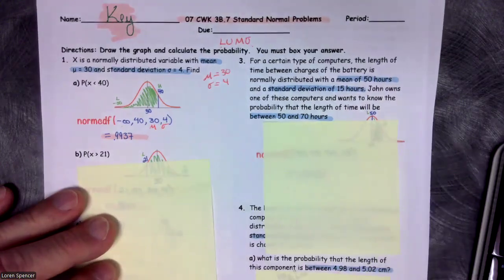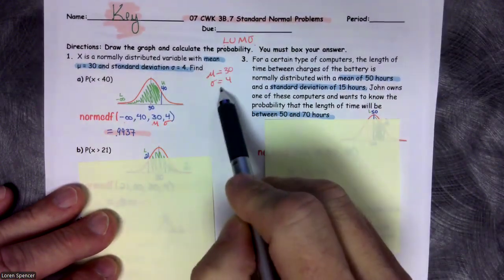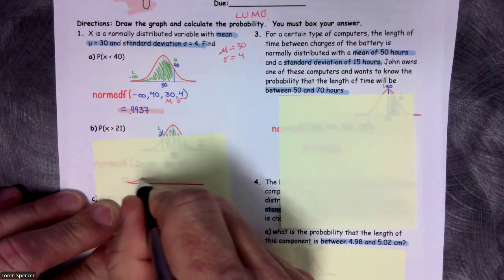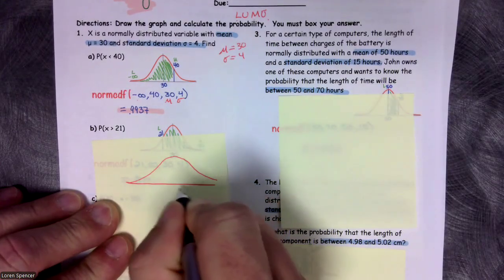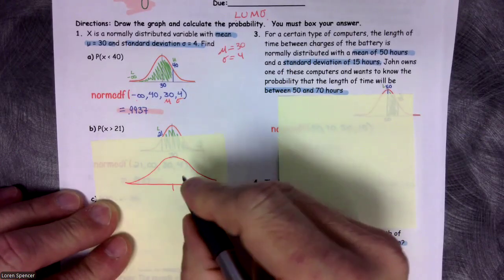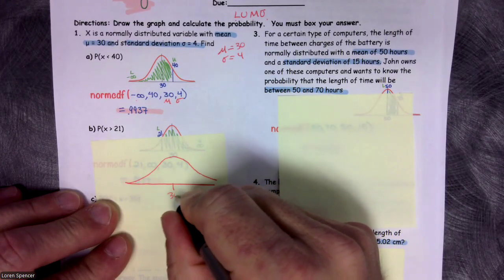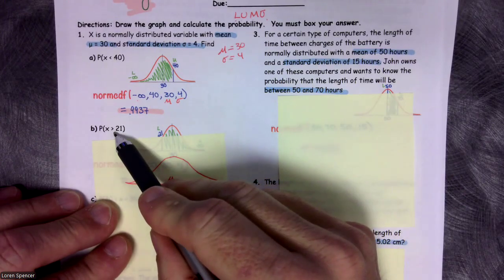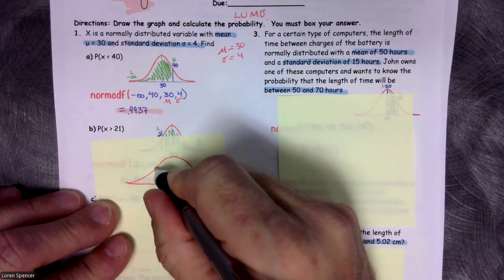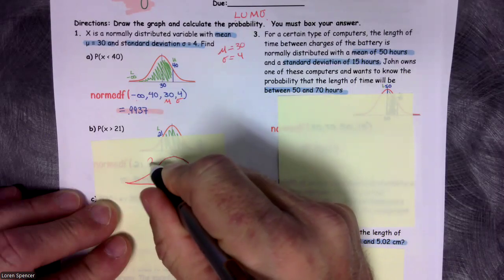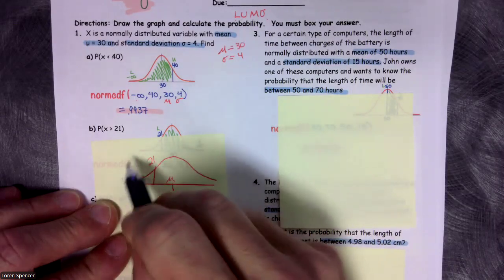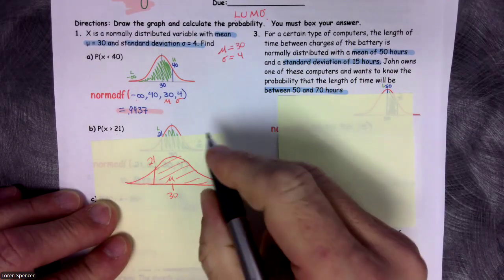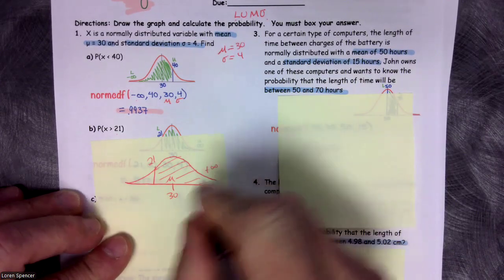That's it. Okay, we have the same problem: mean 30, standard deviation 4. I'm going to draw another normal curve. Maybe it doesn't look normal, but it's supposed to be. My mean is 30, and we want the probability that X is greater than 21. Well, I know on a number line, 21 is below 30, so 21 is here, but it says greater, so I'm shading up. Where am I shading up to? I'm shading up to positive infinity.